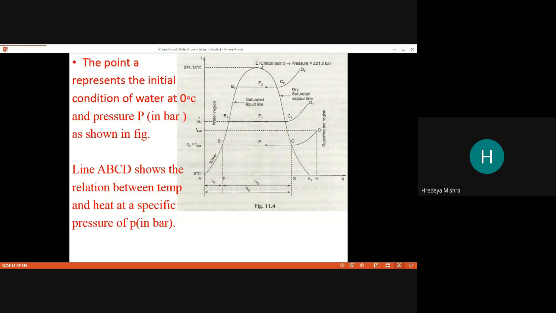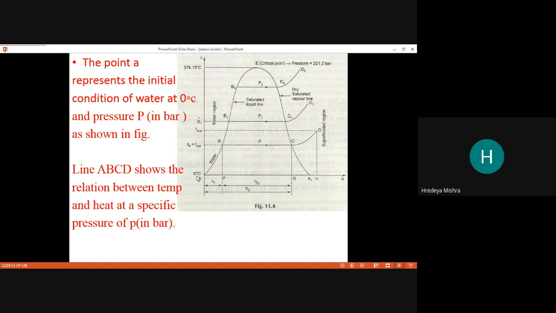That is the critical point, and this is at 221.2 bar. 221.2 bar, this is the critical point. After that, if we increase the heat, the temperature does not increase any further. So what happened?